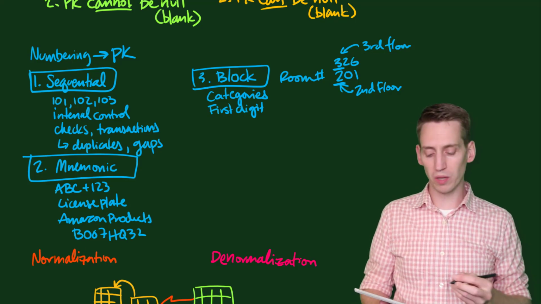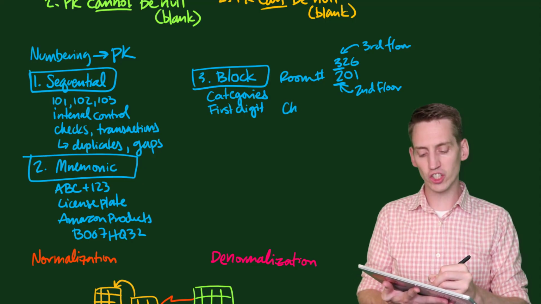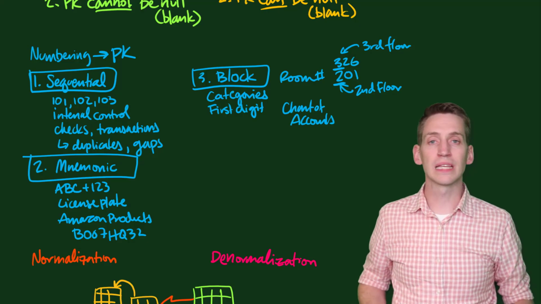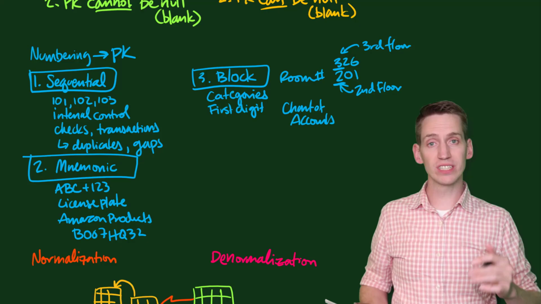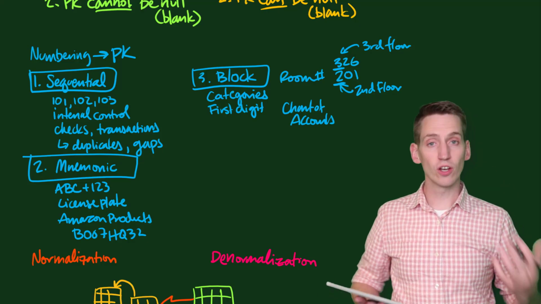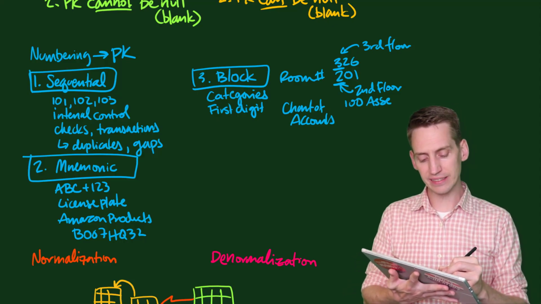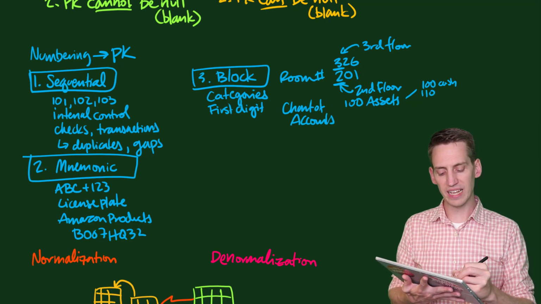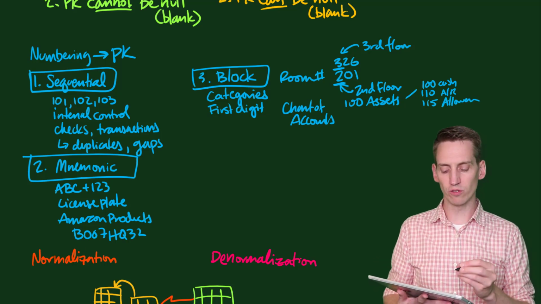Another place where we're going to use block numbers, where we care about categories, especially in accounting, is when we look at our chart of accounts. If we were setting up the chart of accounts for a small company, we could use that first digit to represent the different categories of accounts. For example, our 100 accounts may be our assets. 100 may be cash. 110 might be accounts receivable. 115 might be our allowance account, and so forth.